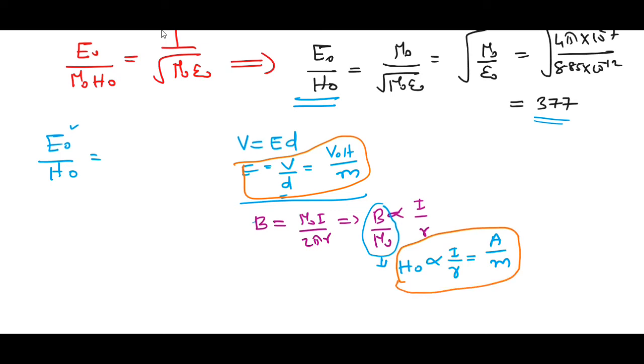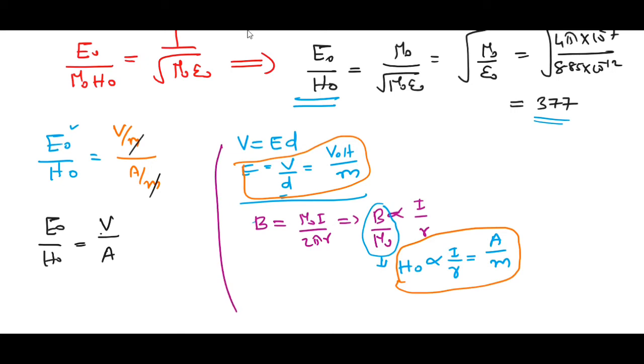Then substitute these two here. This will be volt per meter divided by ampere per meter. Things are very easy. E0 by H0 is equal to, these two will be cancelled out, and this will be volt per ampere. What is a volt per ampere?